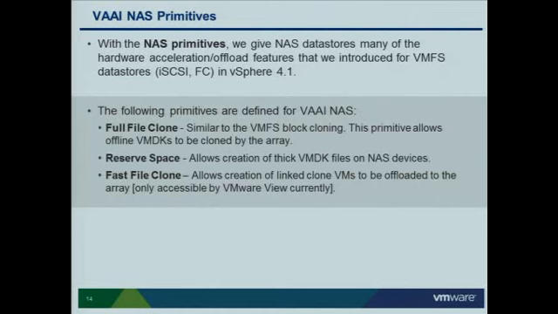The options that are available for NFS are full file clone, fast file clone, and reserve space. So you now have the ability to select what type of disk you'd like to have on NFS. Before it had to be thin. Now you can do thick and eager zero thick from the client. The full file clone is similar to the same option that was available for VMFS, which allows you to deploy templates or clone VMs very, very fast.